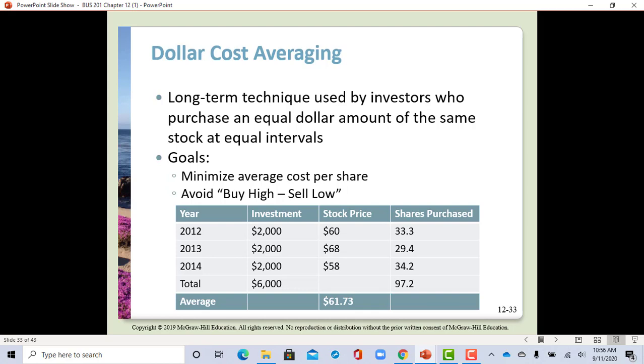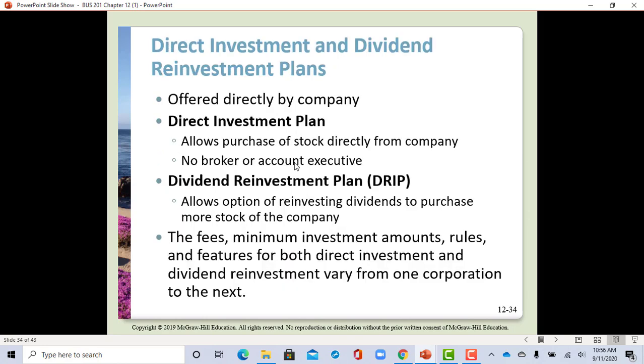So dollar cost averaging, you just pick a certain dollar amount to choose every year or every month. And then the DRIPS provide an additional source of capital to corporations. So some corporations will suggest that you reinvest that dividend.